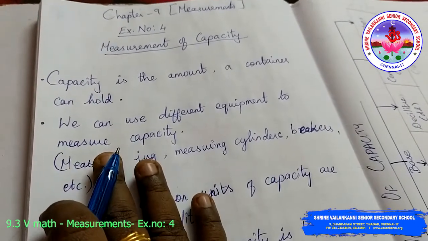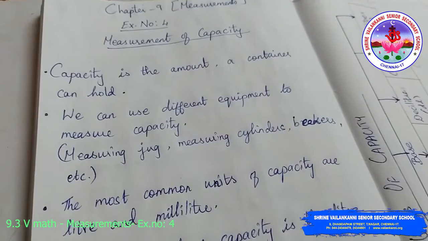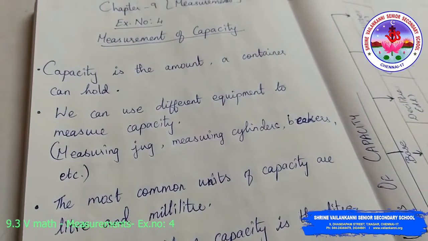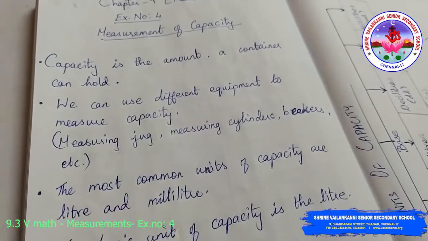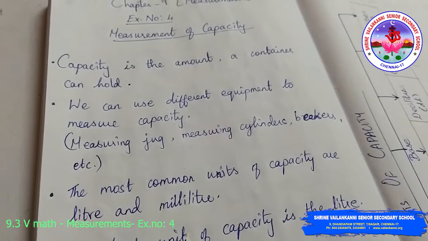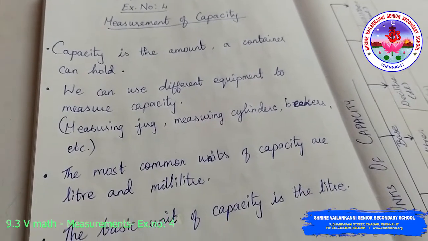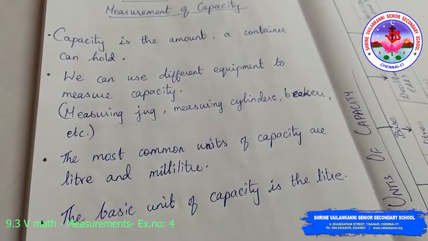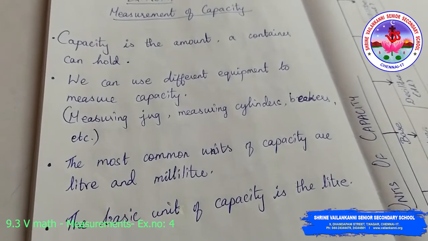Here we can also use different equipment to measure the capacity, like measuring jars, measuring cylinders, beakers, etc. The most commonly used units of capacity are liter and milliliter. The basic unit of capacity is liter.